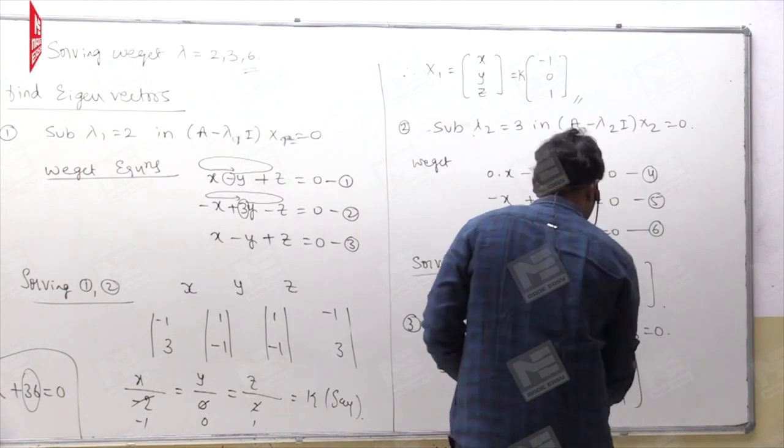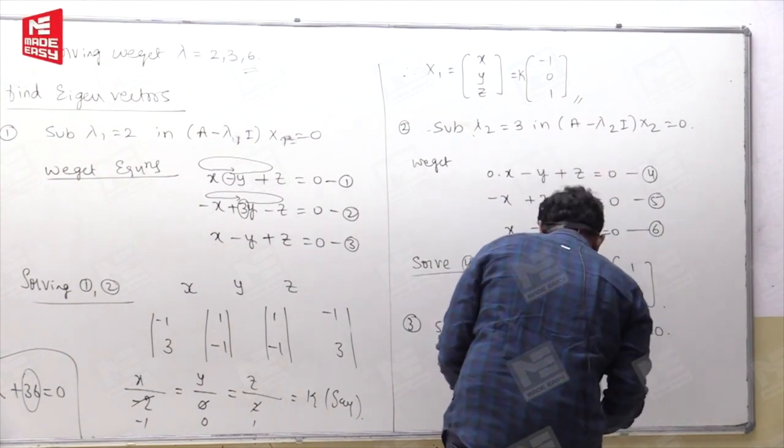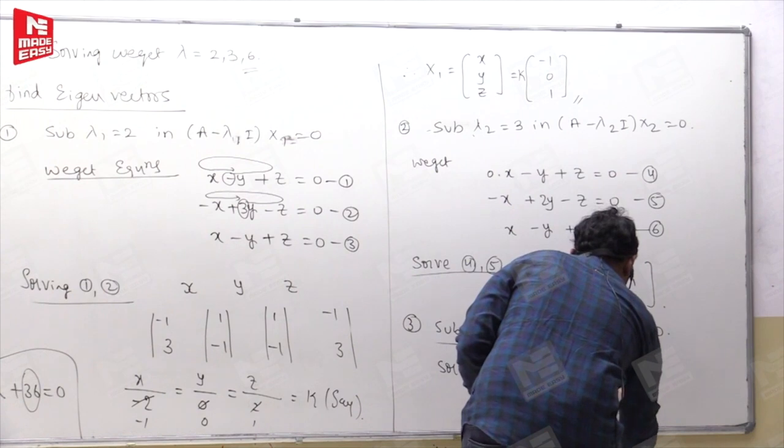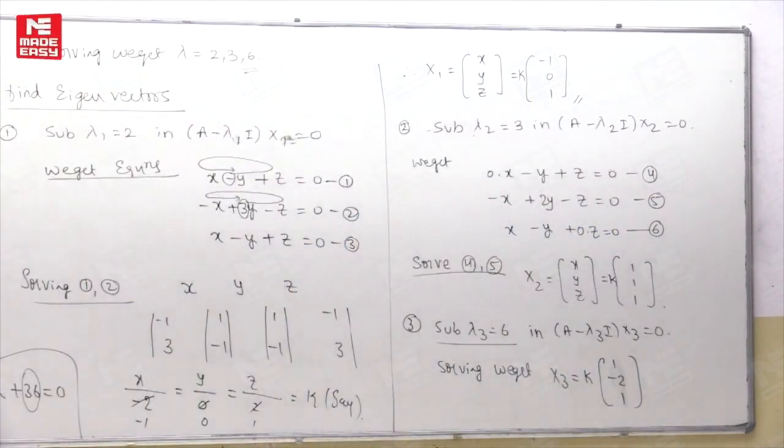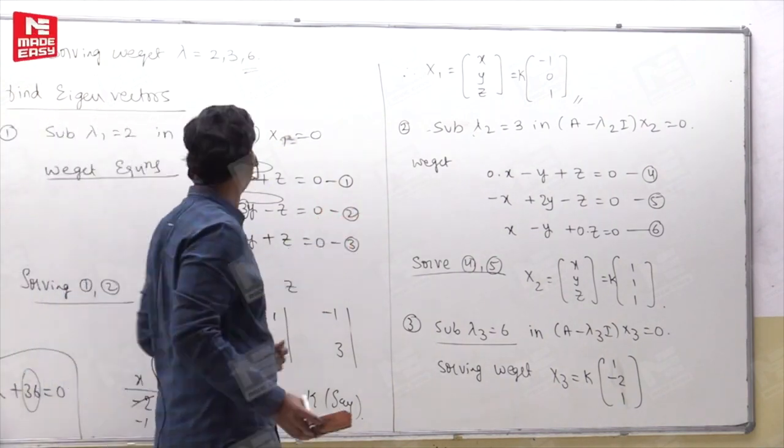No, actually, sorry, it is not minus 1, 0, 1. It is 1, minus 2, 1 here, right? 1, minus 2, 1 here. So these are the eigenvectors we are getting here.